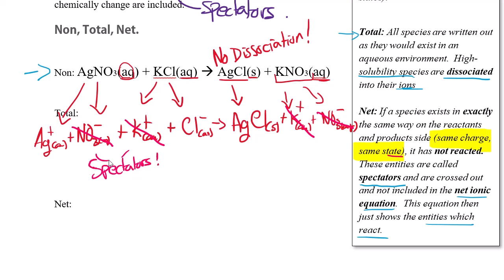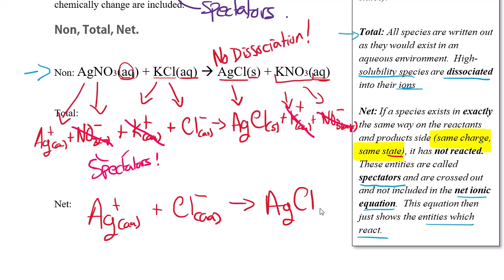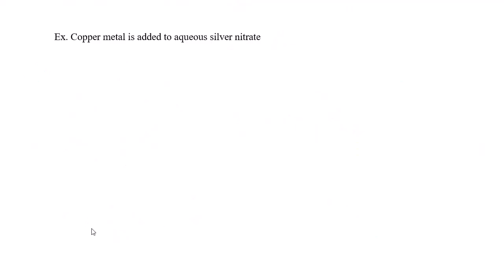So they're not going to get copied down into the net. We're just going to copy down everything that's left over here. So my net ionic equation then is going to be my silver ions plus my chloride ions, giving me silver chloride. And so then this would be my net ionic equation here. Let's try another example here.